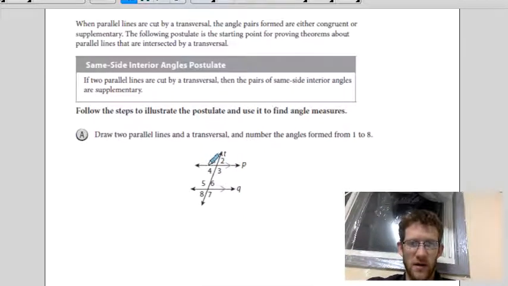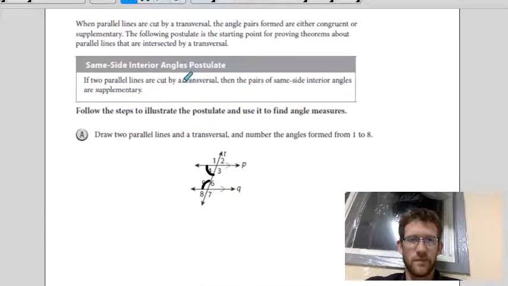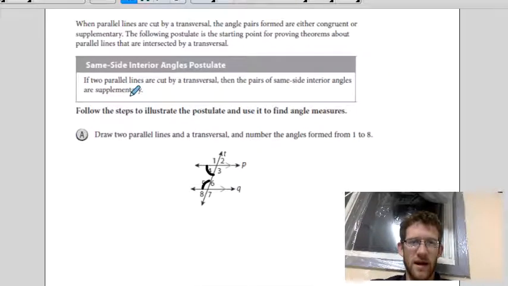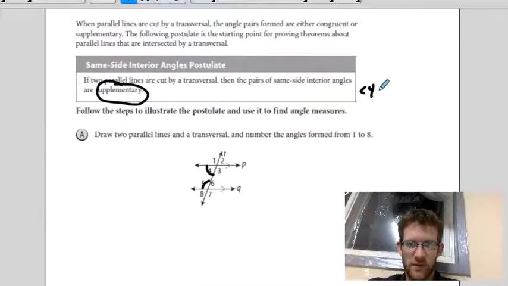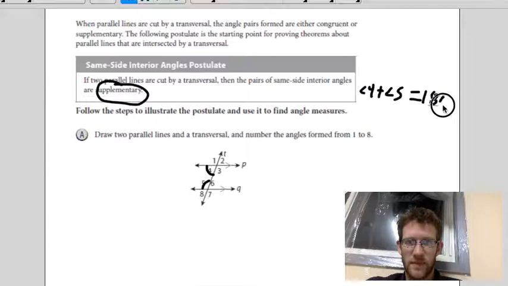So let me mark a pair. Same side interior angles, let's try 4 and 5. So there's 4, there's 5. It says they are supplementary. And what does supplementary mean again? Hopefully by now you know that supplementary means that if I were to add those together, so I'm going to write angle 4 plus angle 5, that equals what? How many degrees? 180. 180 degrees.